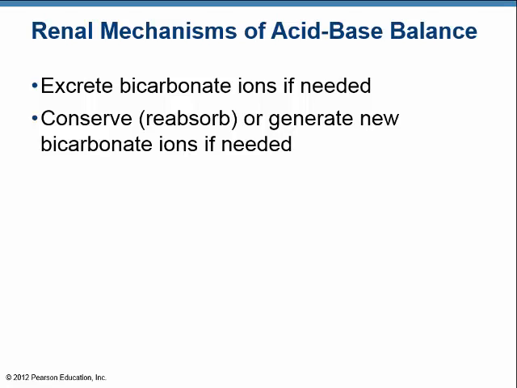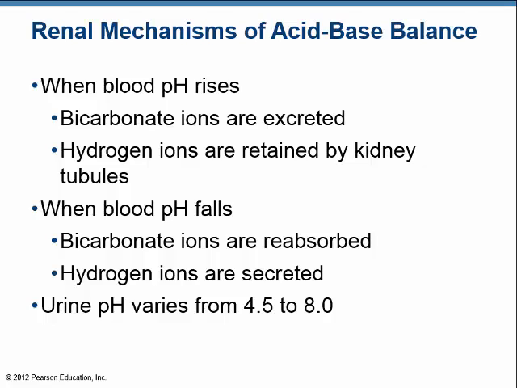Kidneys can excrete bicarbonate ions if needed, or conserve, that is, reabsorb bicarbonate ions as needed. In this way, the renal mechanisms, by controlling bicarbonate ions, control pH. When blood pH rises, bicarbonate can be excreted, and hydrogen ions can be retained by the kidneys. When blood pH falls, bicarbonate ions can be reabsorbed and hydrogen ions secreted.